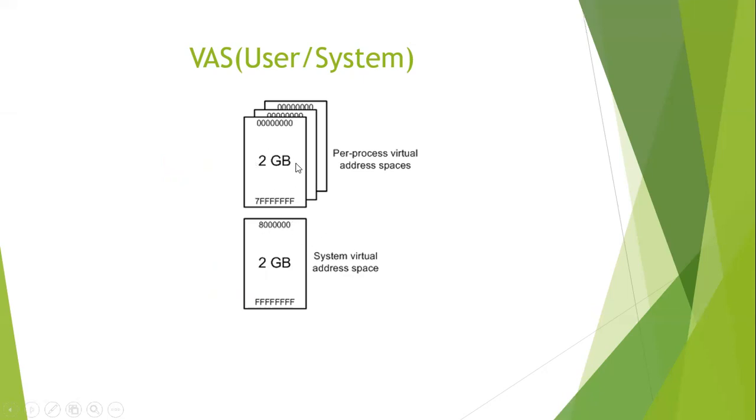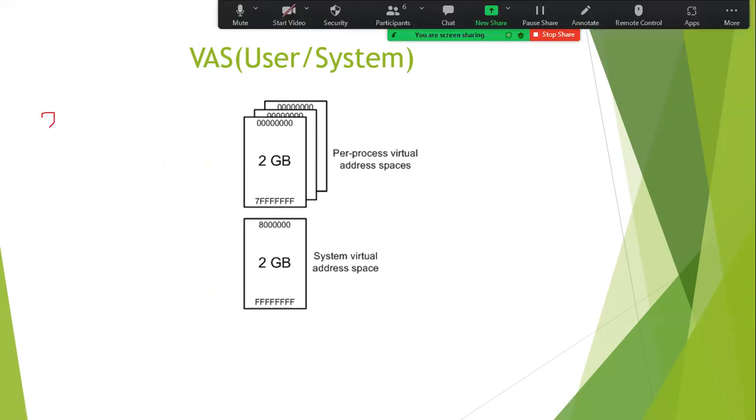This 2 GB is not for all the applications together. Let's say, for example, we have two SQL instances, or a notepad and SQL. Each individual application can go up to a maximum of 2 GB. This is virtual, not physical. The virtual address space can go up to a maximum of 2 GB per individual application. It is not 2 GB for all the applications together.